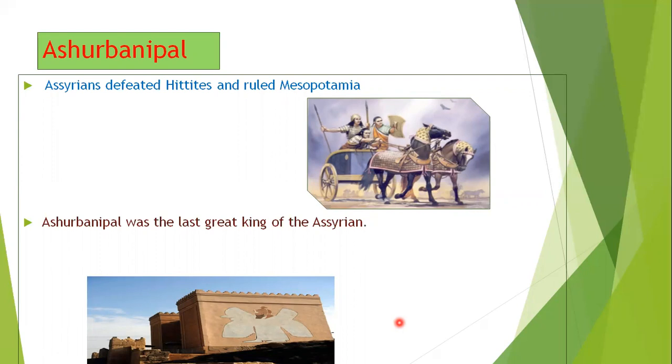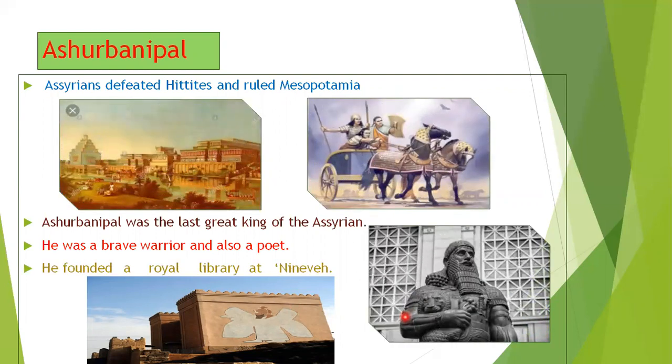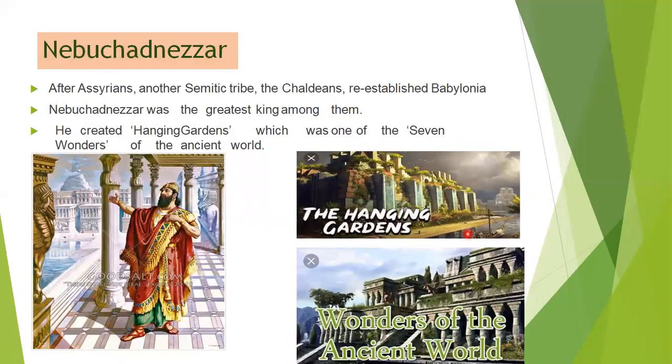He was a brave warrior. Who was a brave warrior? Ashurbanipal was a brave warrior. He also founded the royal library. Who founded the royal library? Ashurbanipal founded the royal library at Nineveh. See children, he is known as Ashurbanipal. He is a brave warrior and also a poet. He founded the library at Nineveh. Next, children, we have to move on to Nebuchadnezzar. Who is Nebuchadnezzar?